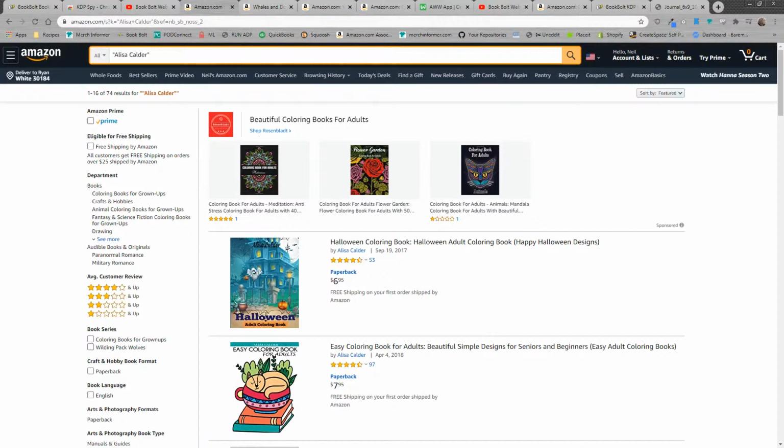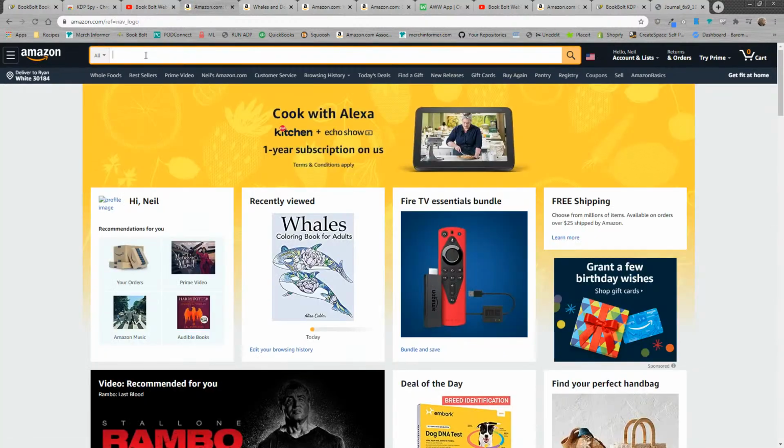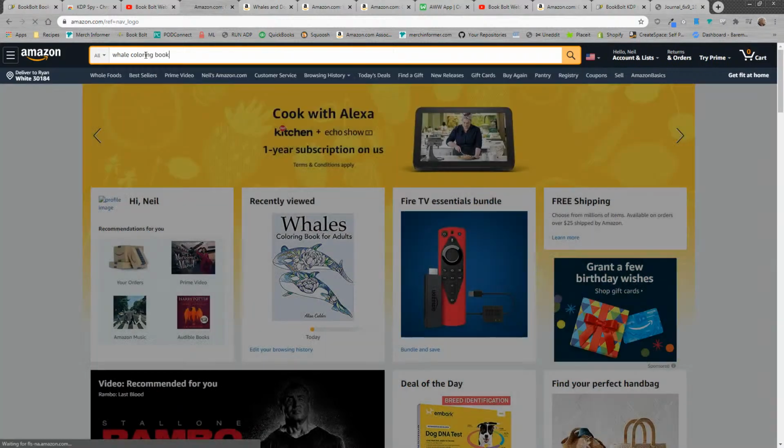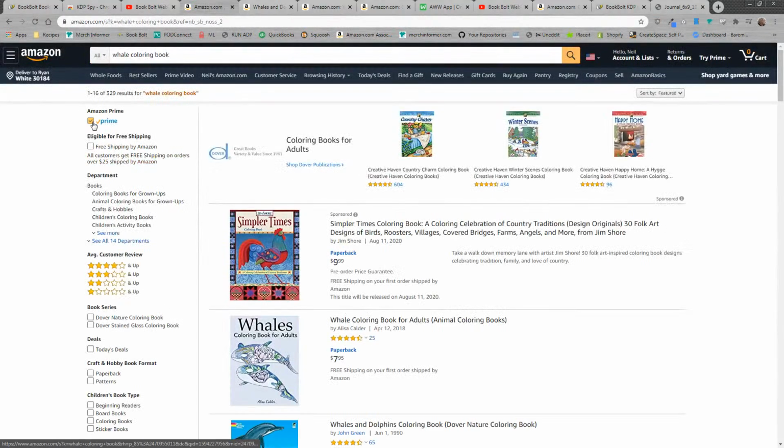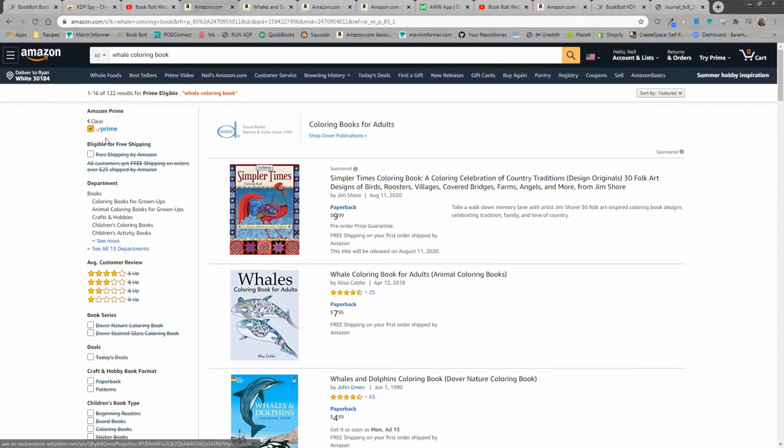When researching on Amazon, can you click the Prime button on the left to help sort through all the results? Yes, you can click the Prime button, but the reason I don't is I like to actually look at KDP results, yes, but I also want to see what the customer is going to see. So if they go on Amazon and type in whale coloring book, yes, you could select Prime here, which is going to change up the results a little bit.